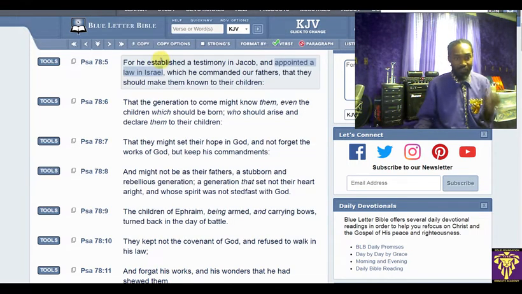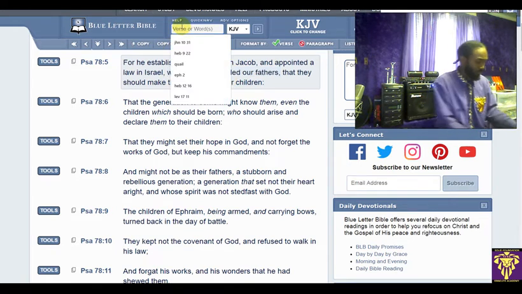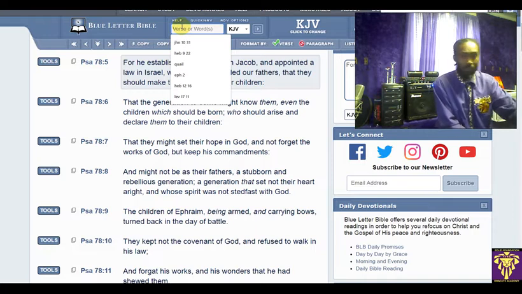Psalm 78:5. He appointed a law in Israel, which he commanded our fathers, Abraham, Isaac, and Jacob, that they should make them known to their children. So if you are black, Hispanic, Native American descent, and you have children, you are to teach your children these laws because you are the chosen people. That's why also we can see in the book of Psalms, let's see what chapter.